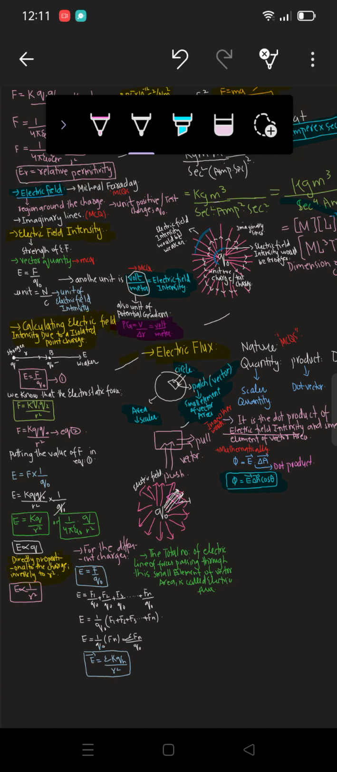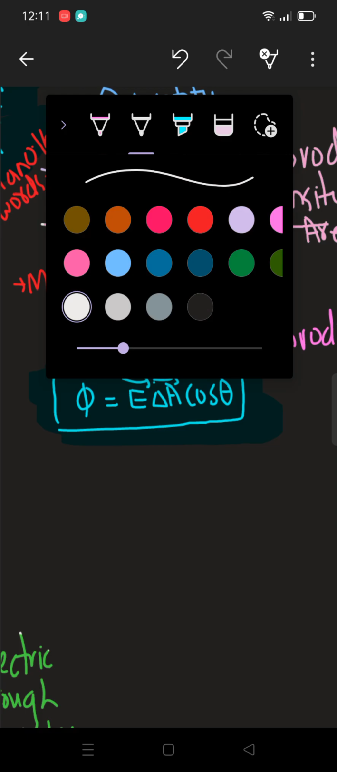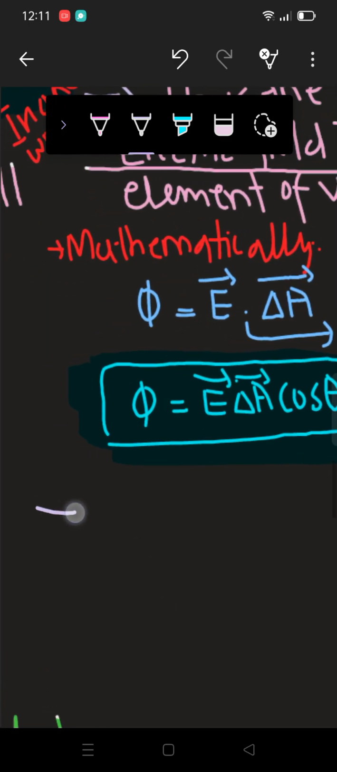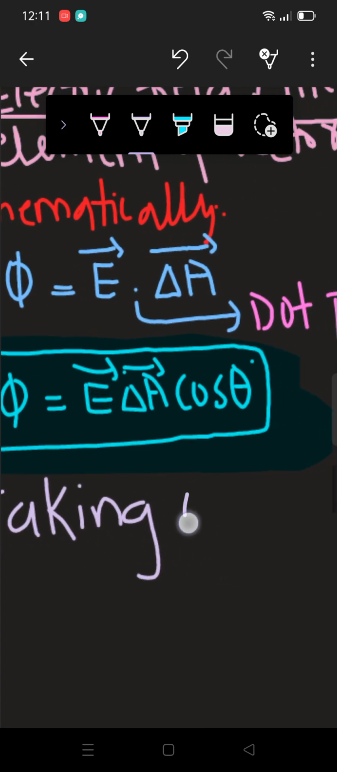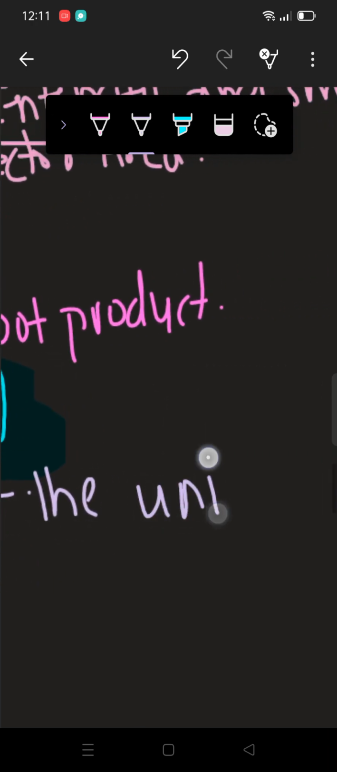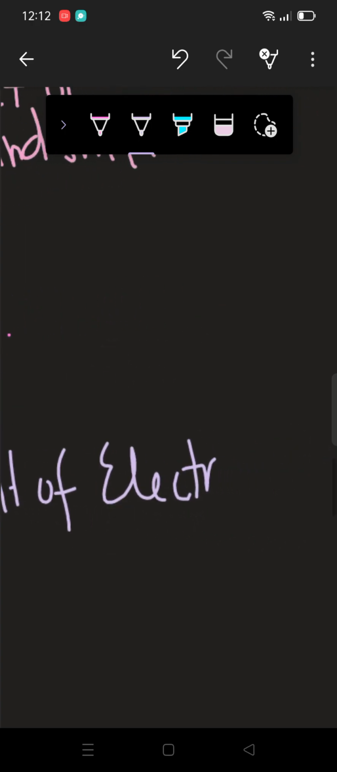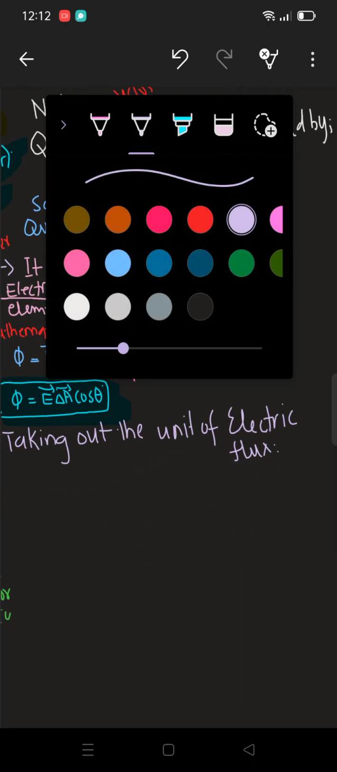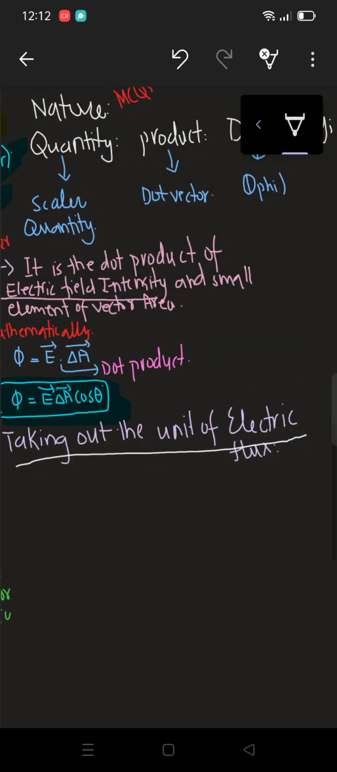In today's video, we're going to derive its unit as well as its dimension. What is the dimension of electric flux and what is the unit of that? So we are going to take out, or derive, the unit of electric flux. So this is our topic.